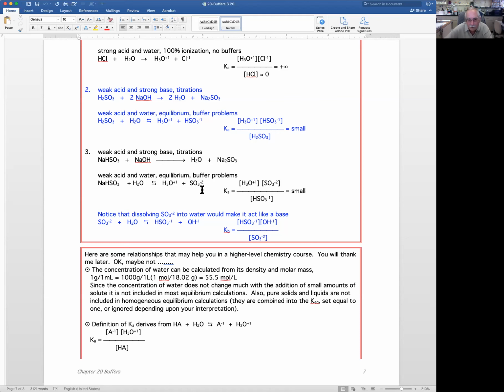And what would happen if I took sulfite and put it in water? I would make water act as the acid, and I would produce hydroxide ion. In other words, it would act like a base. And this is called hydrolysis.